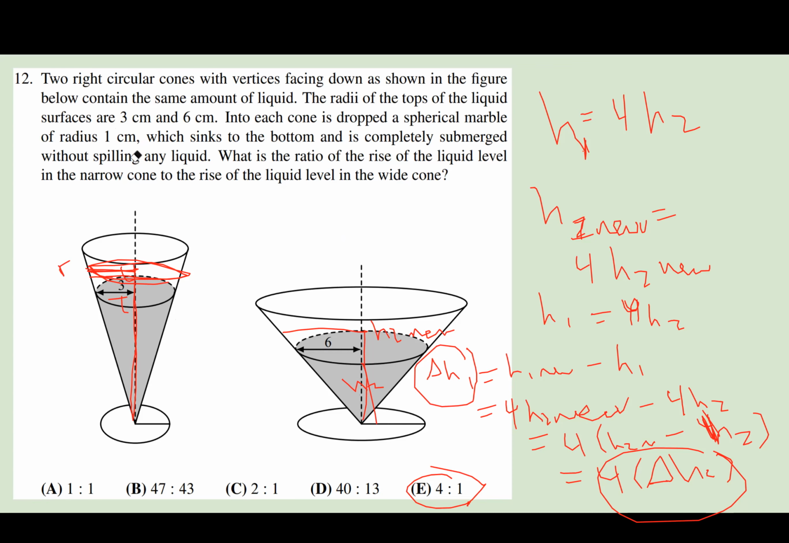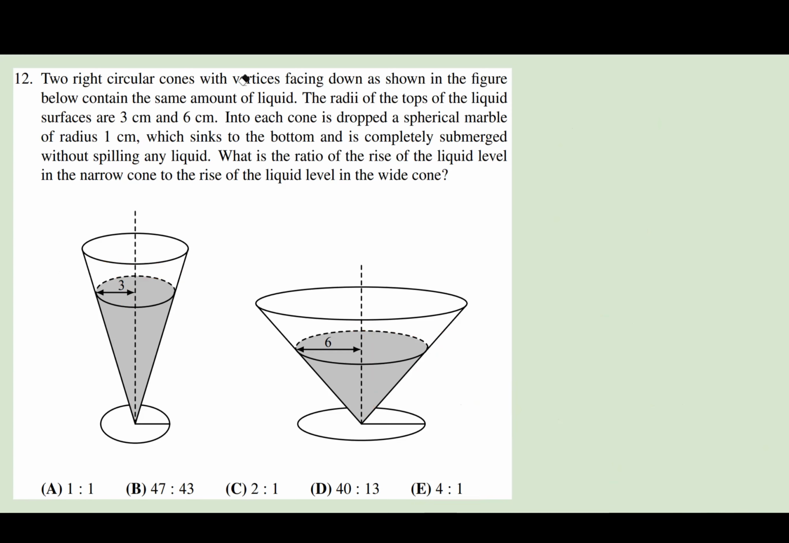And after adding the 1 centimeter marble, which they could have made 100 centimeters, doesn't matter, the volume is still equal, which means the height over here is still 4 times the height over here. So that means the height change here is equal to 4 times the height change here. So that's why the rise of liquid level over here is 4 times the rise of liquid level over here. Yeah, this question's pretty annoying. All right, anyway, I'm going to move on. So the answer is E, okay?